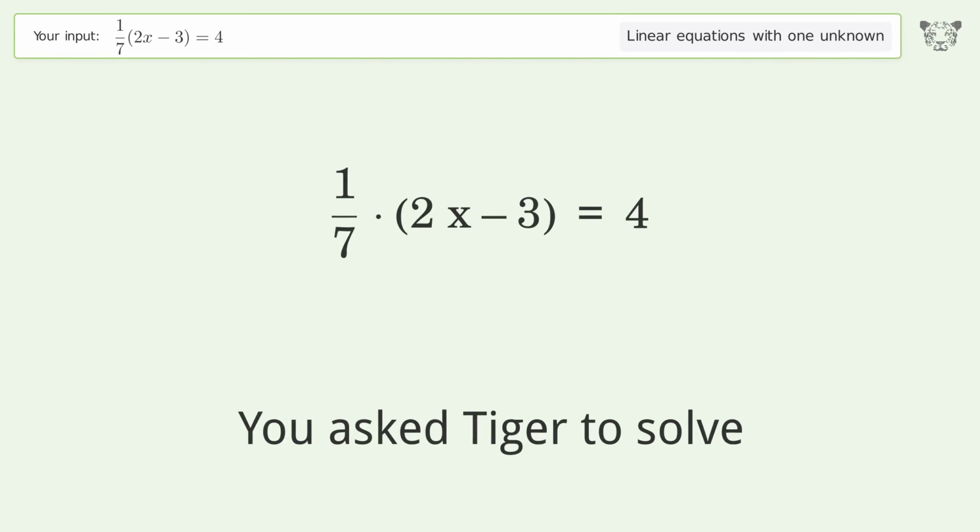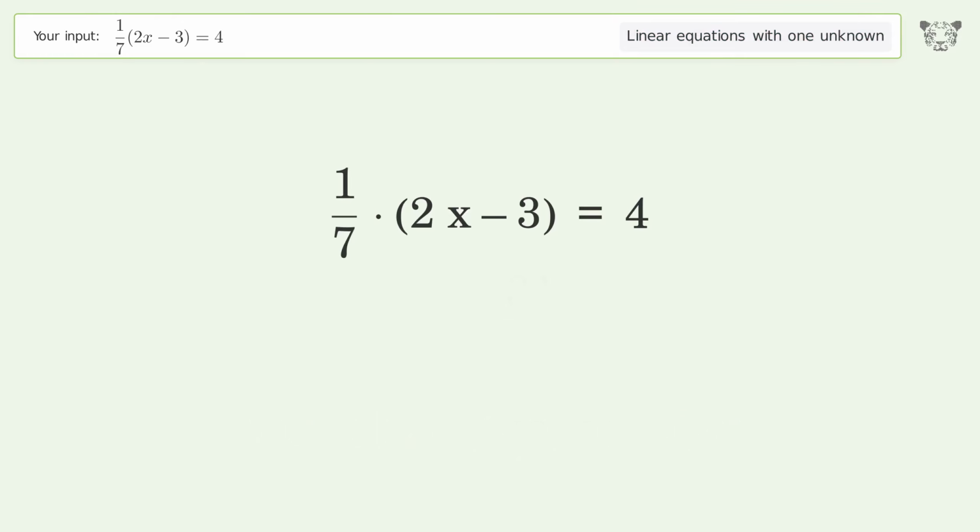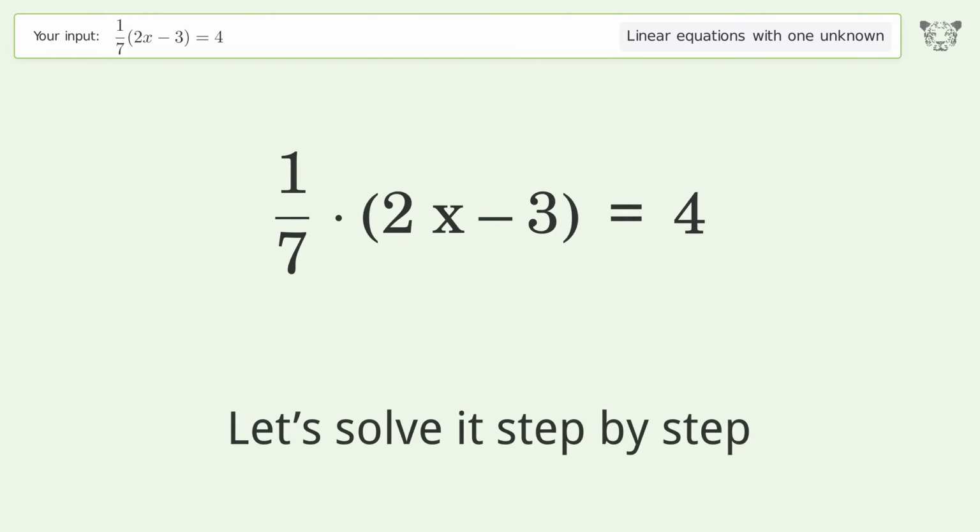You ask Tiger to solve. This deals with linear equations with one unknown. The final result is x equals 31 over 2. Let's solve it step by step.